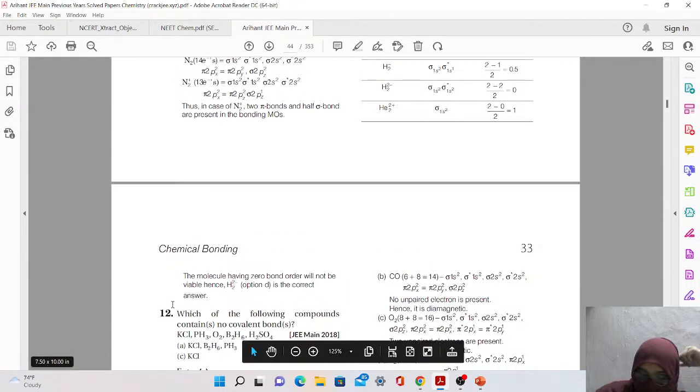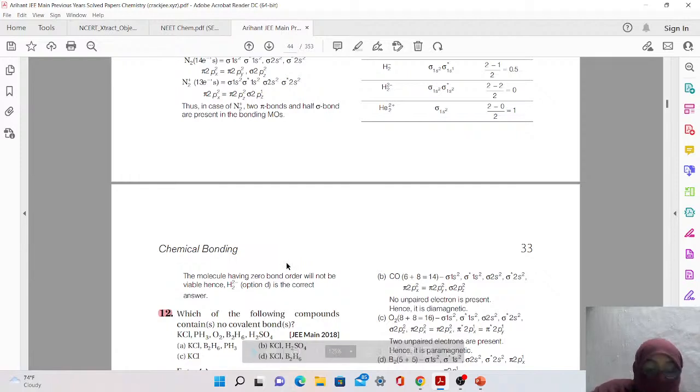I'll hide the answers. So 12th question: which of the following compounds contain no covalent bond? KCl, PCl3, PH3, O2, B2H6, H2SO4. They should not have covalent bond. If there is no covalent bond, definitely that should be ionic bond. So you need to pick up the molecule which is ionic. Ionic bond is formed by combination between S block to P block, D block to P block, and F block to P block. Please identify the one which has ionic bond.